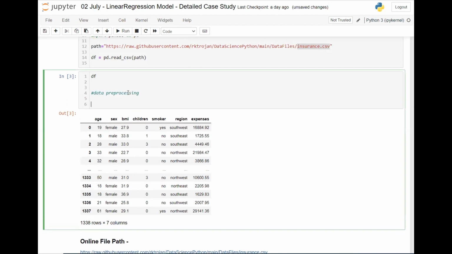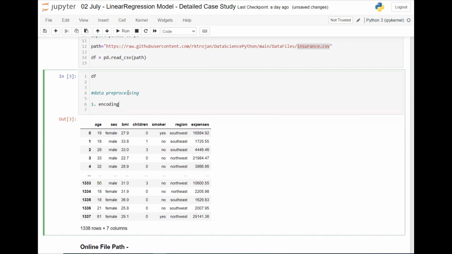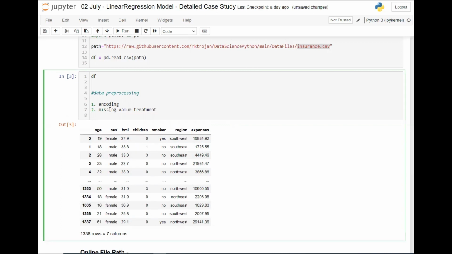The term I am using here is data pre-processing. As part of that, one thing is encoding. That is the keyword: converting strings into numbers, converting these into zeros and ones. That is known as encoding. The second is missing value treatment, where one of the things that we do is imputation.